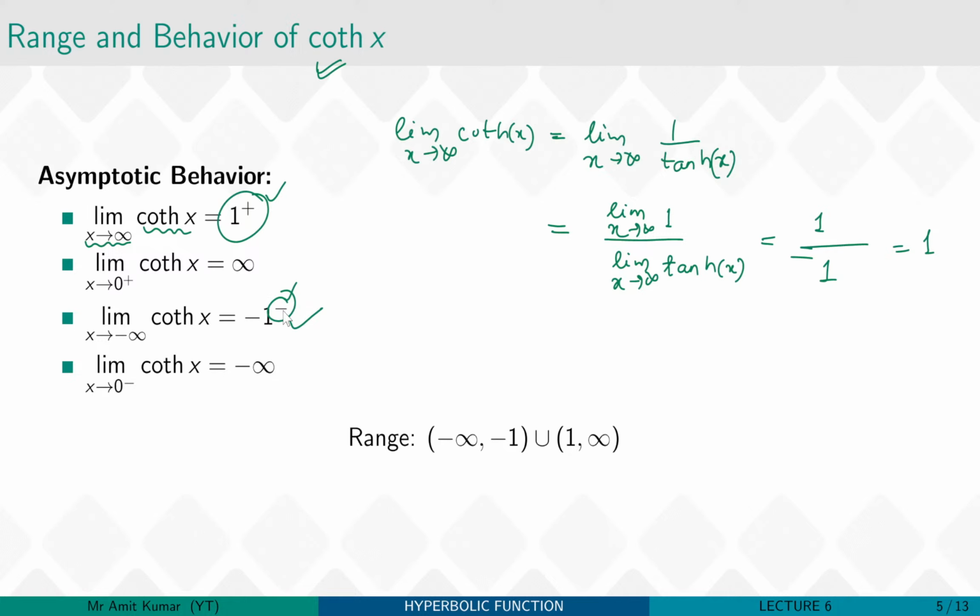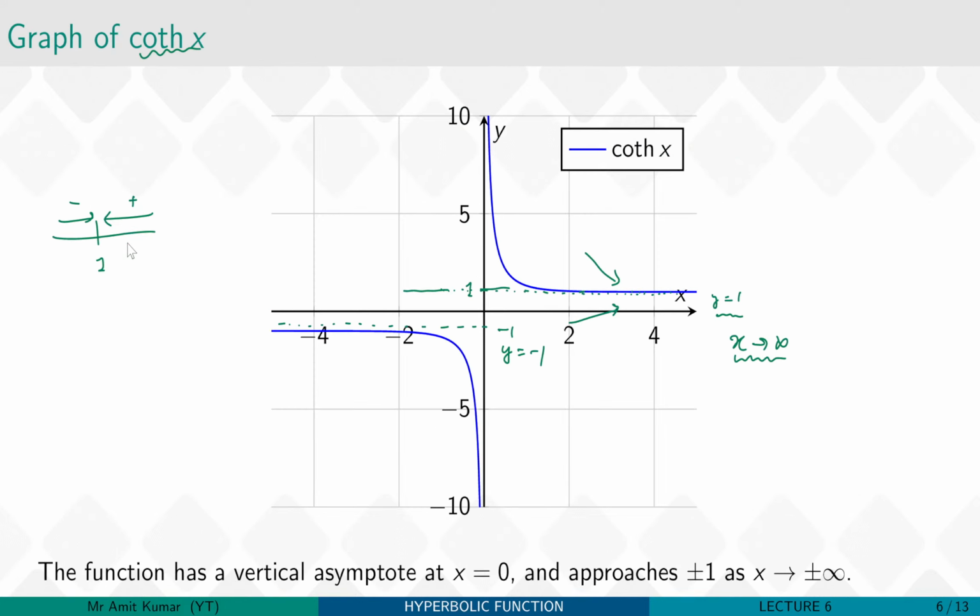Coth hyperbolic x approaches minus 1 from the left hand side, and approaches positive 1 from the right hand side when x tends to infinity. Now, what is the limiting value of coth hyperbolic x when x approaches positive 0? Okay, x approaches 0 from the right hand side, basically positive 0. x approaches 0 from the positive side.